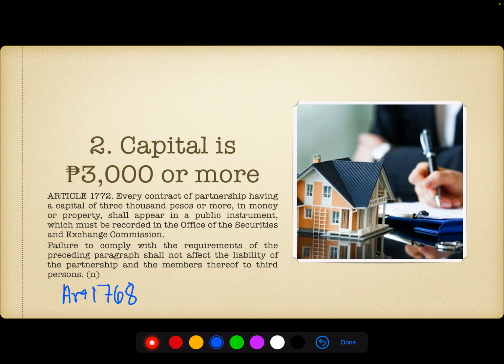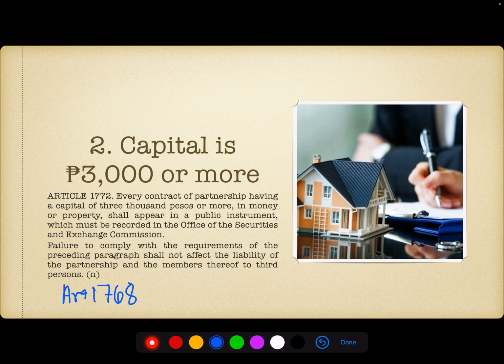However, the Civil Code was created even before the Family Code. Therefore, 3,000 pesos was a significant amount then. Now that we're in the year 2020, 3,000 pesos to start a business is actually extremely small, as most businesses would require more than 3,000. However, it's good that 1772 and 1768 clarify that if you don't make a public instrument and don't record it with the SEC, it will not affect the partnership. Otherwise, there will be a lot of partnerships today that might not be recognized because, of course, not everyone knows this requirement.